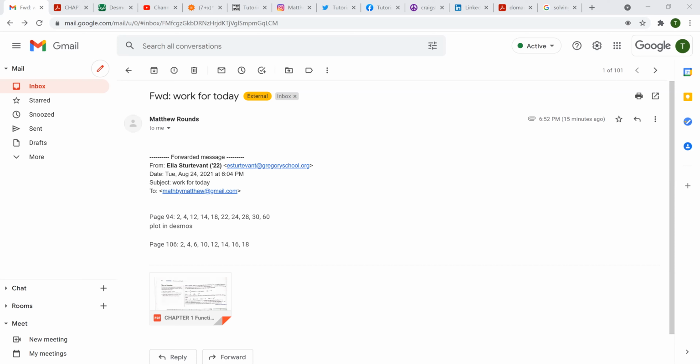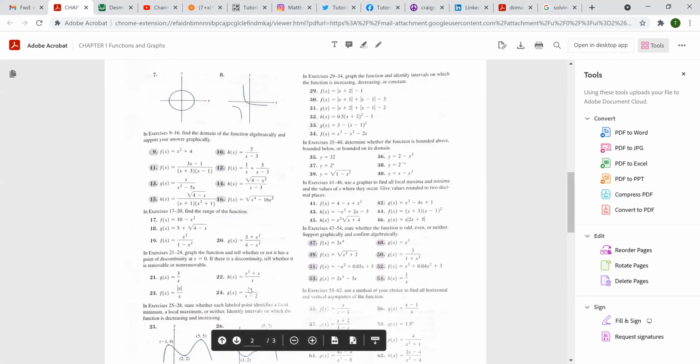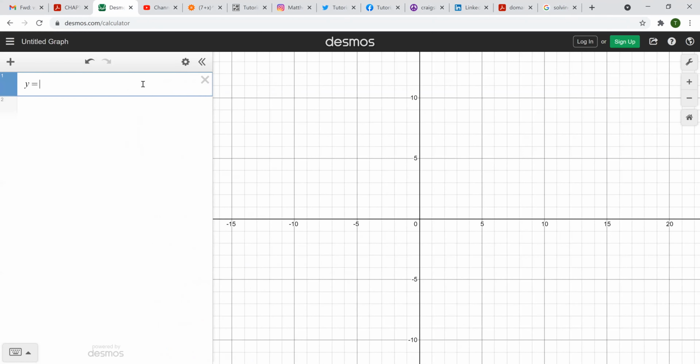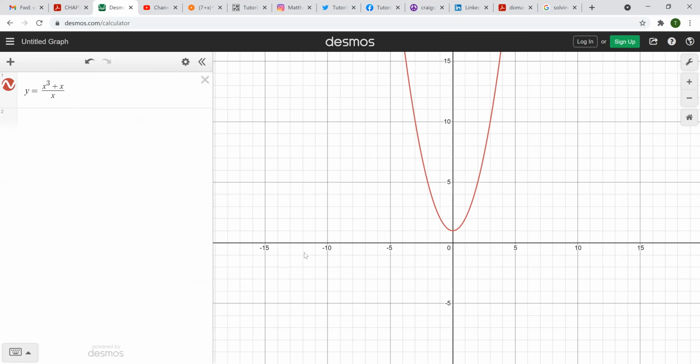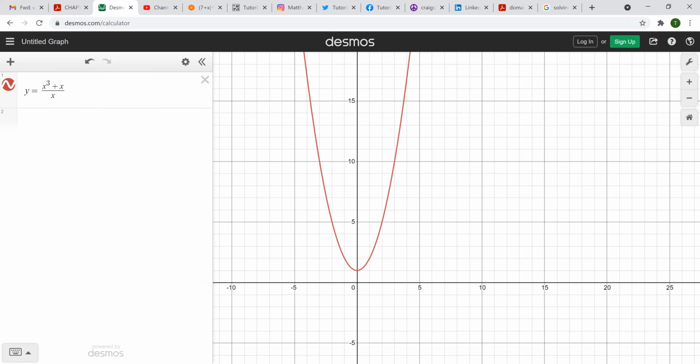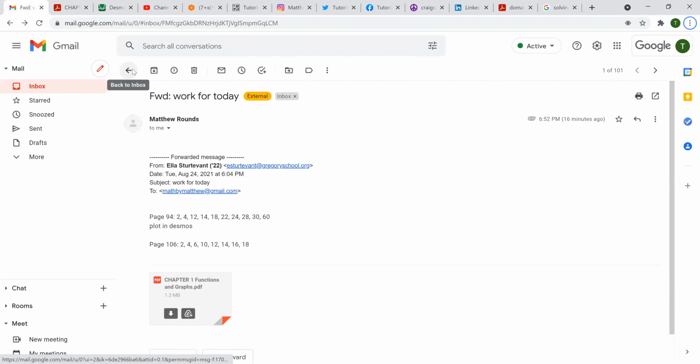Okay, we'll keep going here. Number 22 is x cubed plus x over x. Okay, this looks like that. Snip that in. Great. And then we're up to 24. Yeah, 24, we've got 24 now.